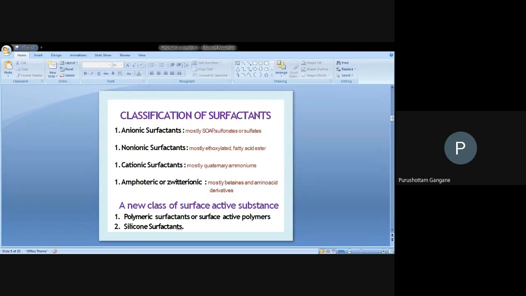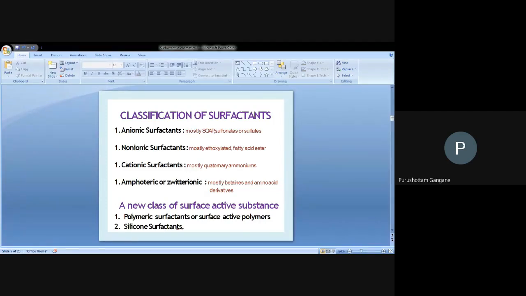Next, moving toward the classification of surfactants. Surfactants are classified into 4 categories depending on whether a charge is present on their surface. Anionic surfactants are mostly soaps, sulfonates and sulfates. Anionic surfactants have a negative charge. Then the second category is the non-ionic surfactants. By mistake, only one number is given to all these surfactants. Actually, it should be 1, 2, 3, 4.